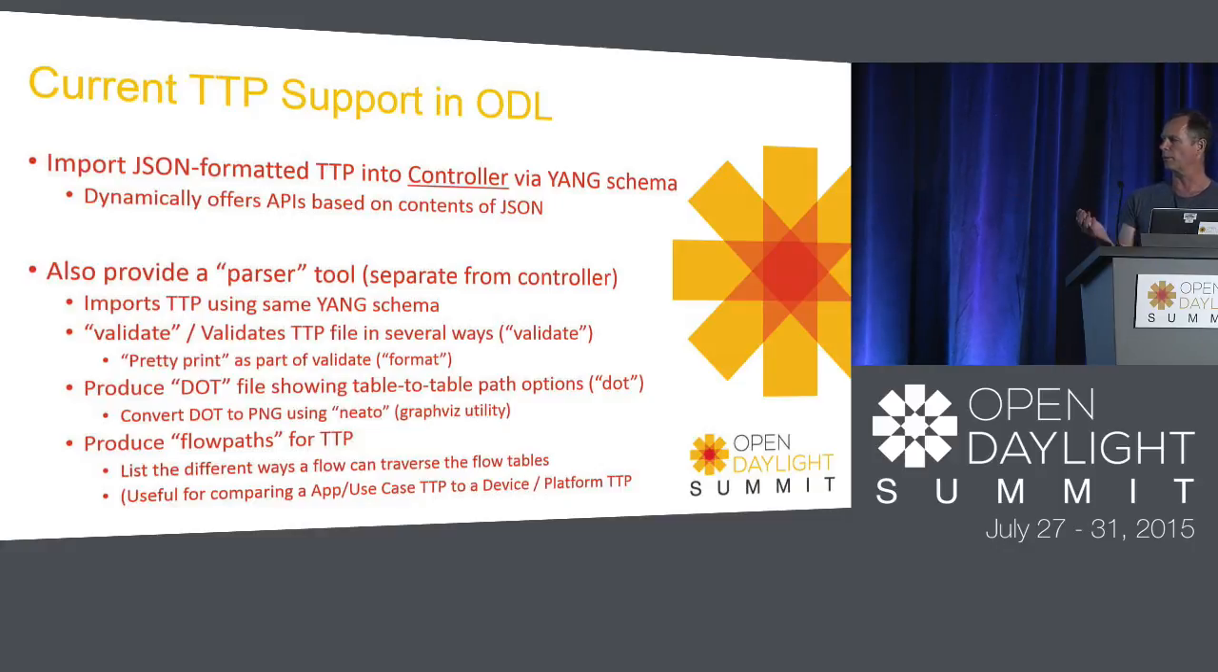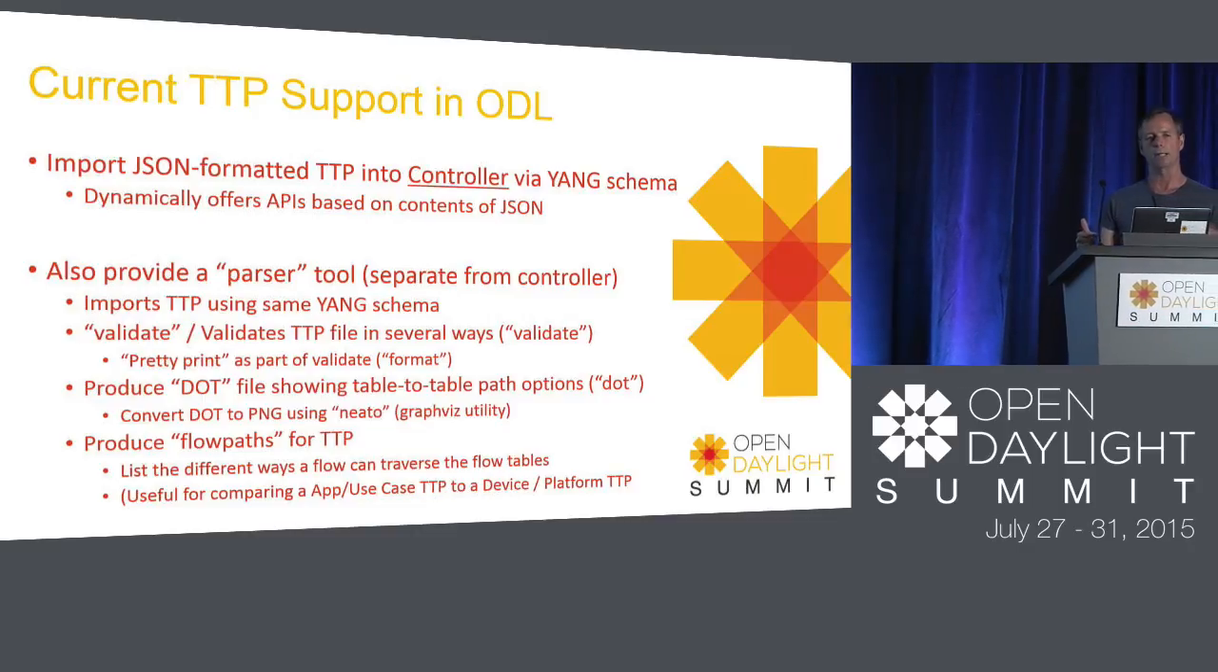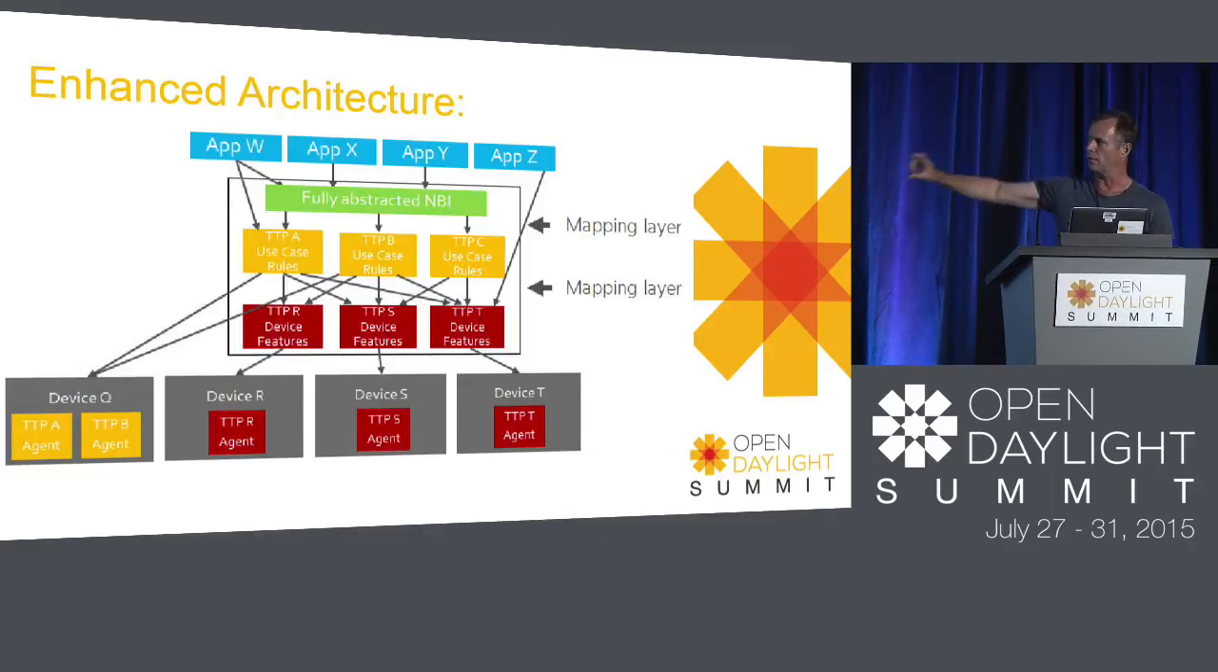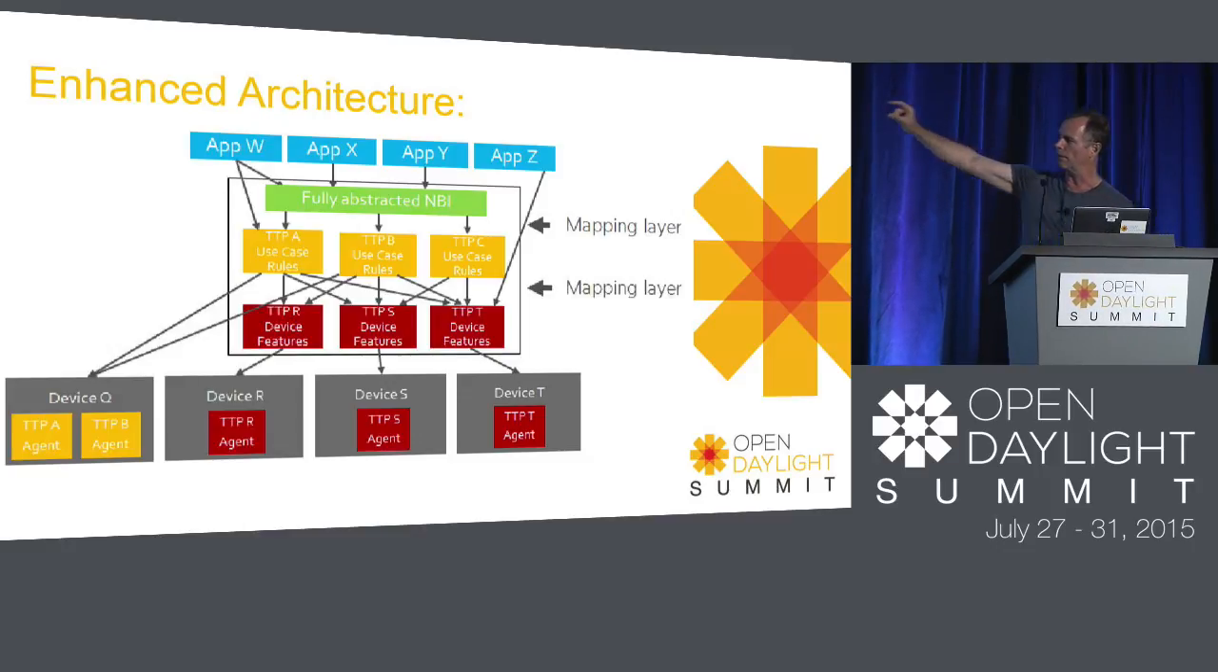One is called flow paths. We probably won't get into that today, but it allows you to look at the full complexity of a path through all these tables. The value of that is that you can now begin to compare different TTPs. So going back to this picture where we've got use case TTPs and device TTPs, we can now compare those programmatically. There are flow mods in the use case, and we're asking, what is the device TTP that can support this flow mod that's defined in the use case TTP?